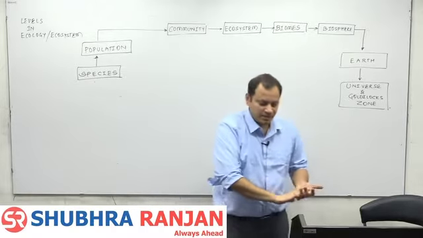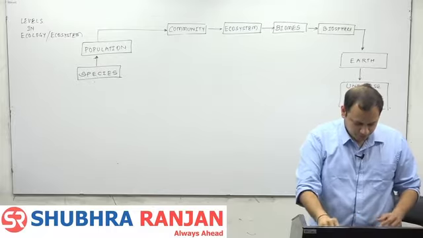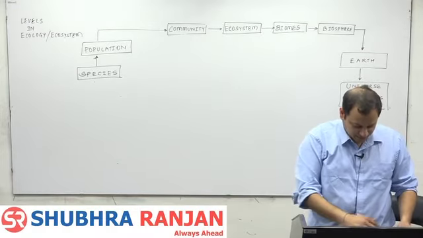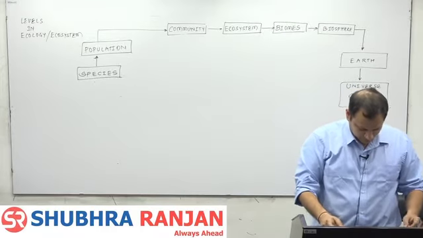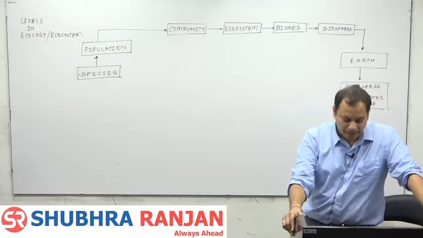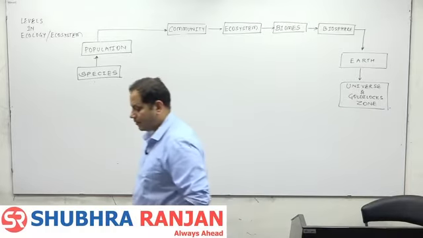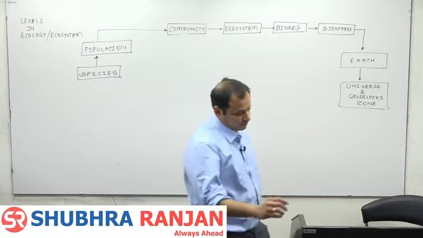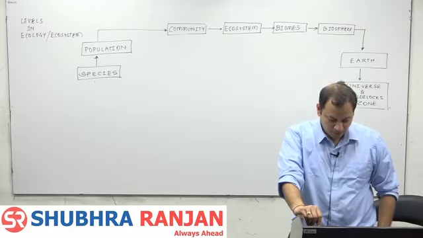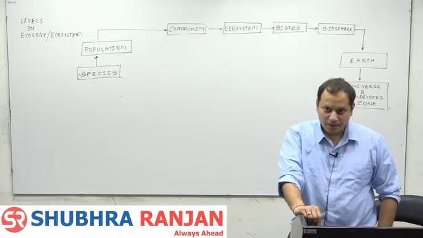Right? So we'll start with species. When the members having similar genetic makeup, who can interbreed and produce a fertile offspring, are known as species.